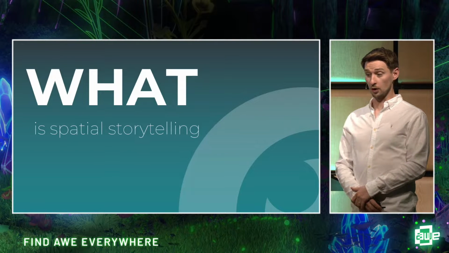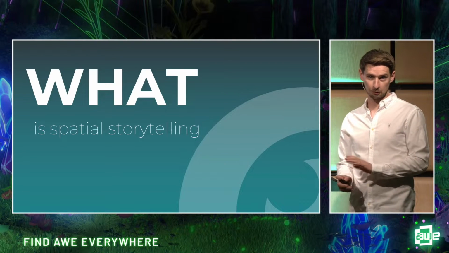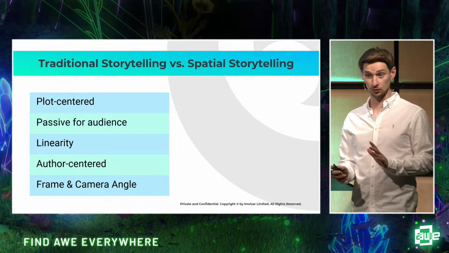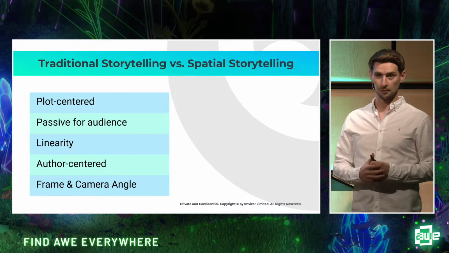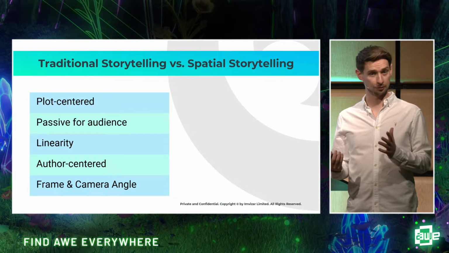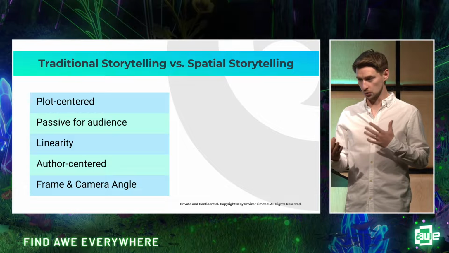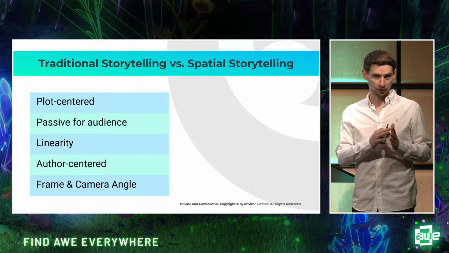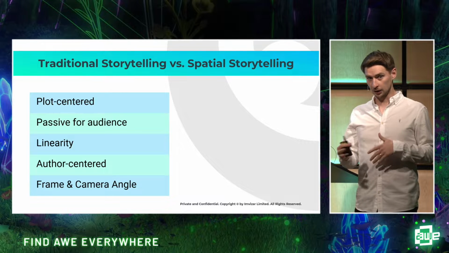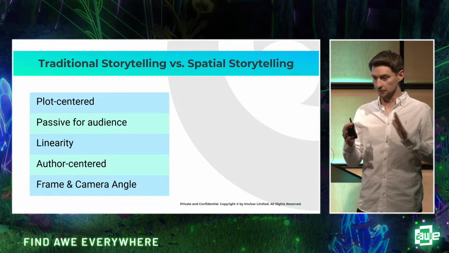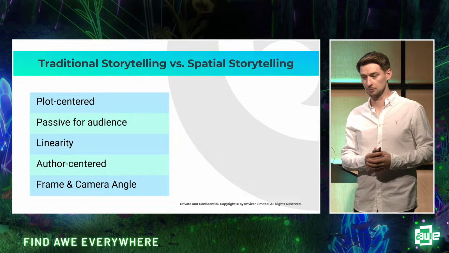So starting off with what is spatial storytelling, before we get straight into that, I think we probably need to establish the foundation of what is a traditional story. So a traditional story being centered on a plot, it tends to be very passive for the audience. The audience tends to observe from a distance, be it film or whatever it might be. It tends to be quite linear in the flow that it follows, a flow generated by an author, and in terms of the visuals, it's mostly focused around a frame and camera angle.